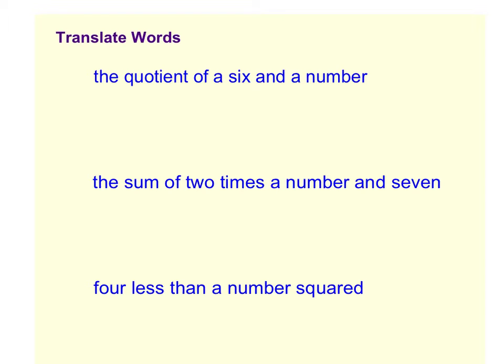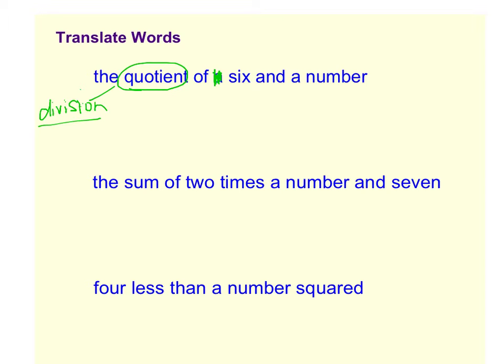So this first example, the quotient of 6 and a number, we need to know what quotient means. So in your notes or somewhere in your brain, just make sure you have memorized quotient. That's going to be division. So we want to make sure that we are setting up something with division. You can do a fraction, you can use a division sign, whichever you like.